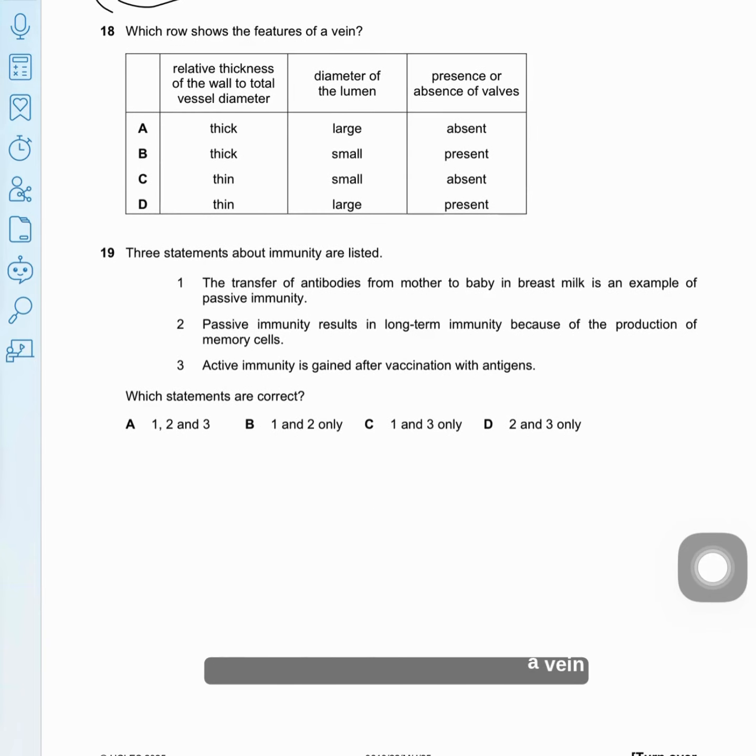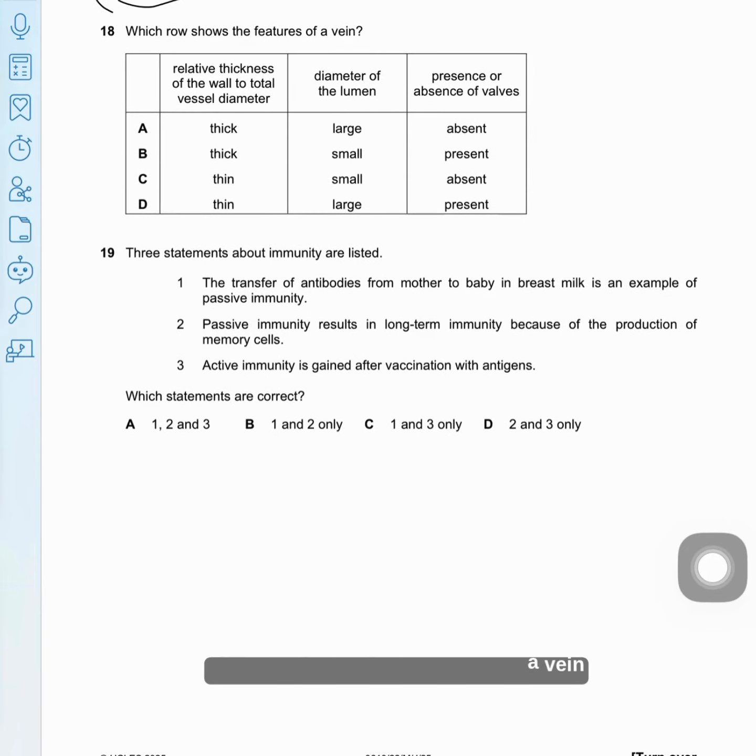19. Three statements about immunity are listed. The transfer of antibodies from mother to baby in breast milk is an example of passive immunity. Passive immunity, yes. Let's go for 2. Passive immunity results in long-term immunity because of the production of memory cells. This is wrong. It's for active immunity. Active immunity is gained after vaccination with the antigens. Yes, it's right. So the answer is what? C, 1 and 3 only. 2 is wrong. Next question.